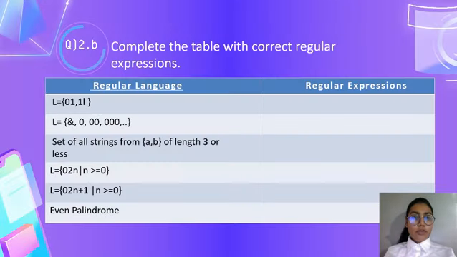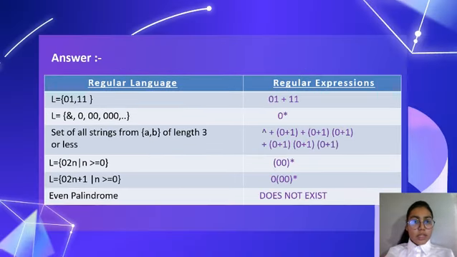This is the second part of question second. Complete the table with the correct regular expression. In this question, we have to complete this table by using the correct regular expression. So let's solve this question. The regular expression for the regular language L equals {01, 11} is (0+1)1 or 01 + 11.